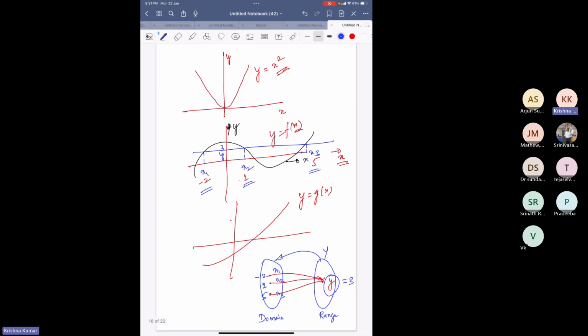That's the same case here as well. In this case, fortunately for us, it is only 1 to 1. So we can have an inverse for this function. If you understand the concept of 1 to 1 and 1 to many, you will understand the concept of inverse.